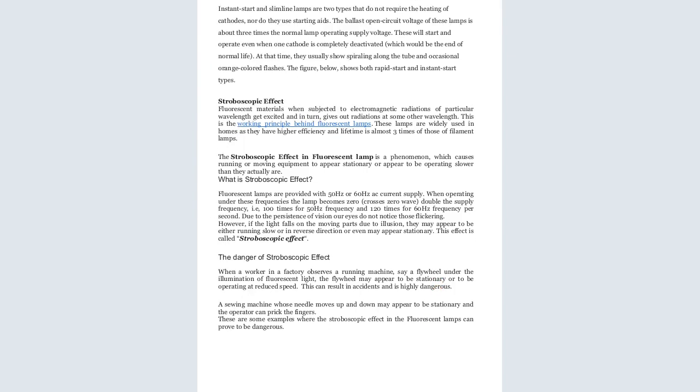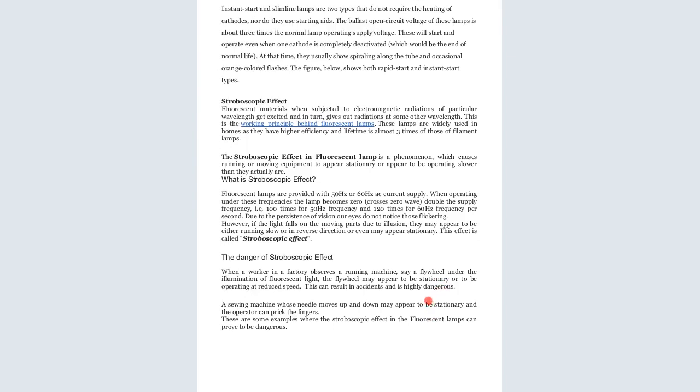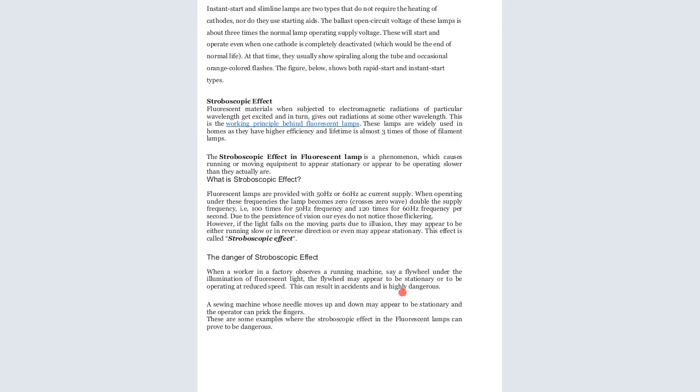So the stroboscopic effect is a phenomenon which causes a running or fast-moving piece of equipment to appear stationary or to appear to be operating slower than it actually is. Fluorescent lamps are provided with a 50 Hz to 60 Hz AC supply. When operating under these frequencies, the lamp crosses the zero point at double the supply frequency, so 100 times per second for 50 Hz and 120 times per second for 60 Hz. Due to persistence of vision, our eyes do not notice this flickering.